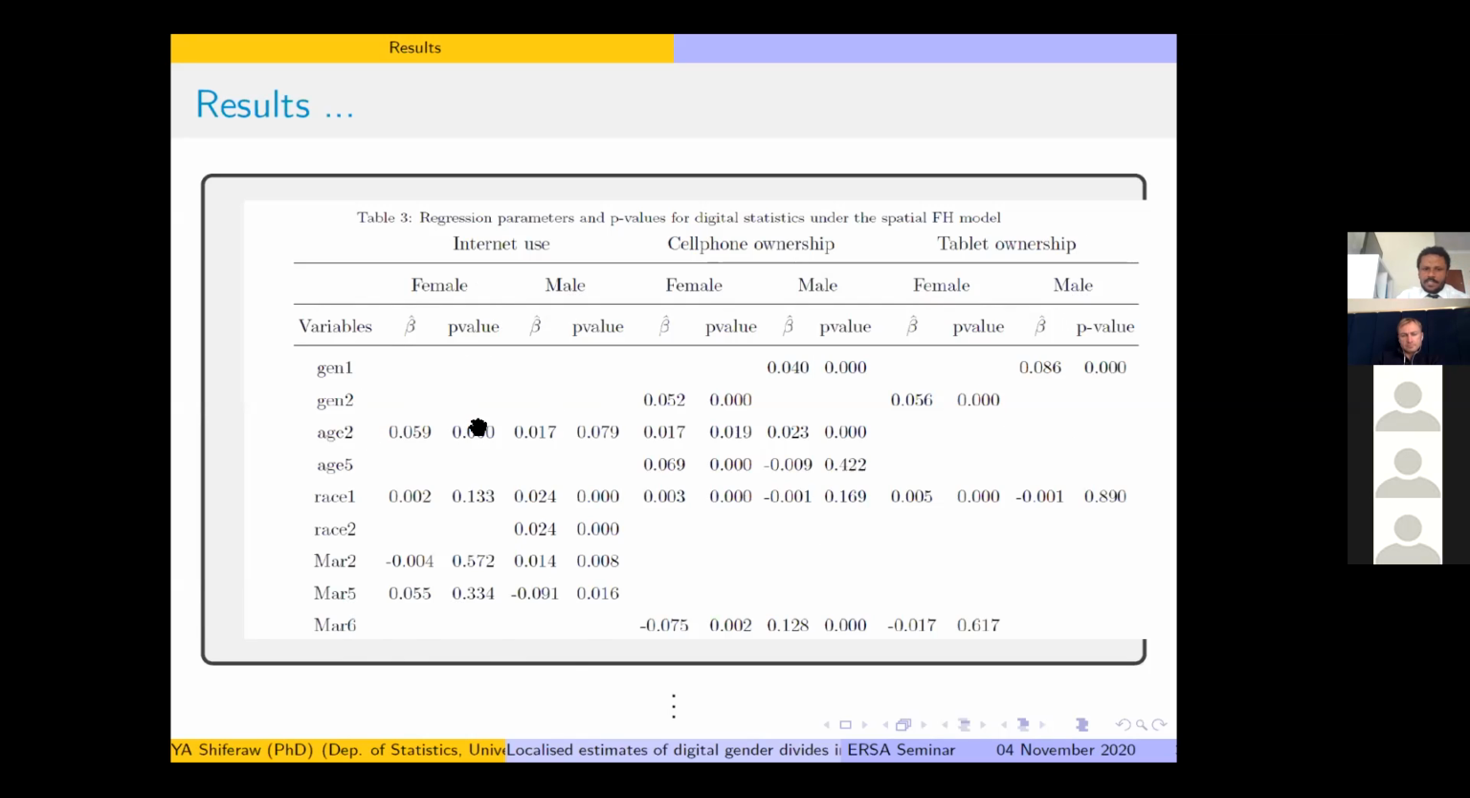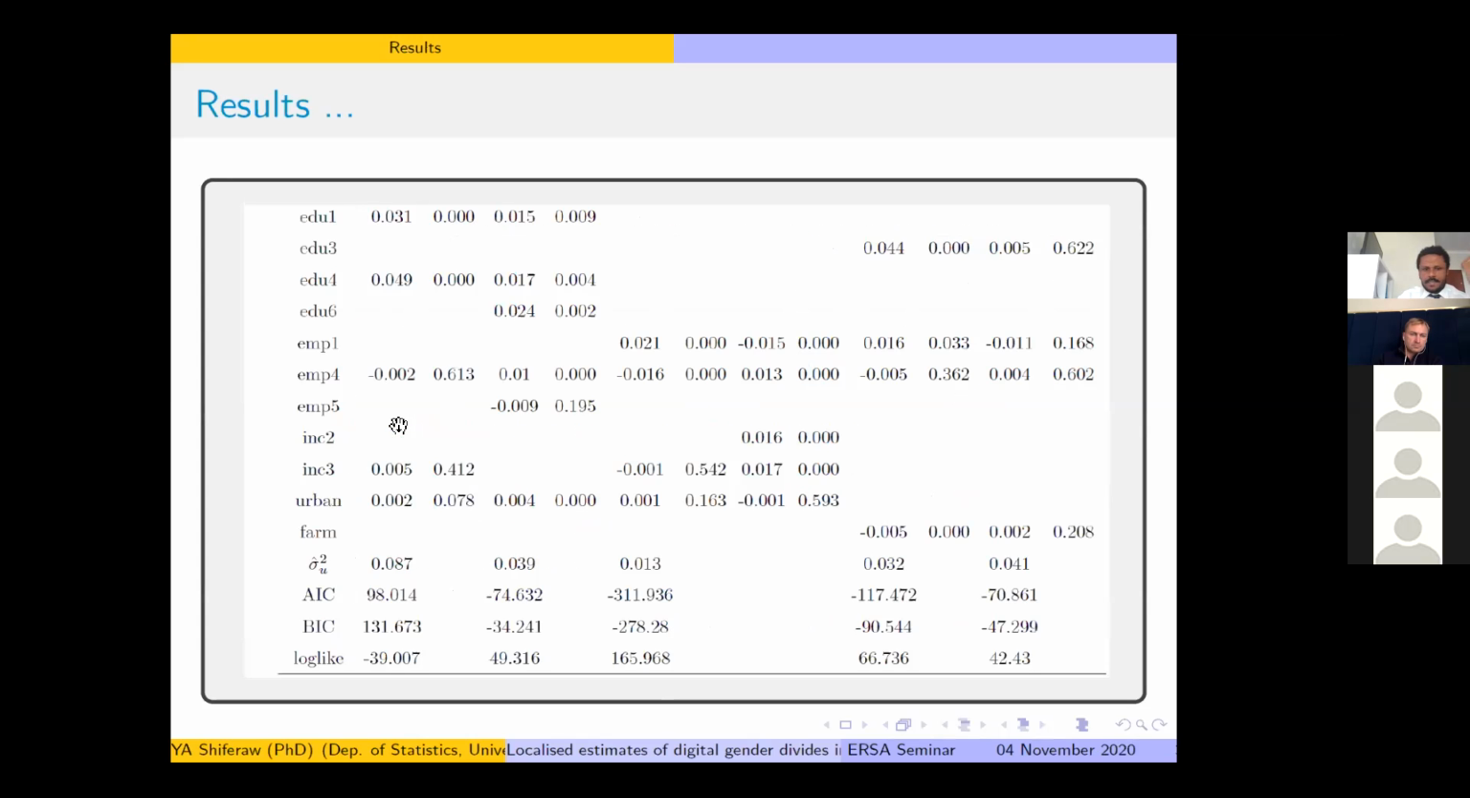This is significant here when you come to female internet users. Yeah, we can interpret it that way here. And education and other, this is a part of the table. And sigma square V, sigma square U, this is a variance of the random effect. All are positive here. So there is no need to truncate and consider the synthetic estimator only, as I said earlier. And the AIC, BIC, and the log likelihood functions are also presented here.